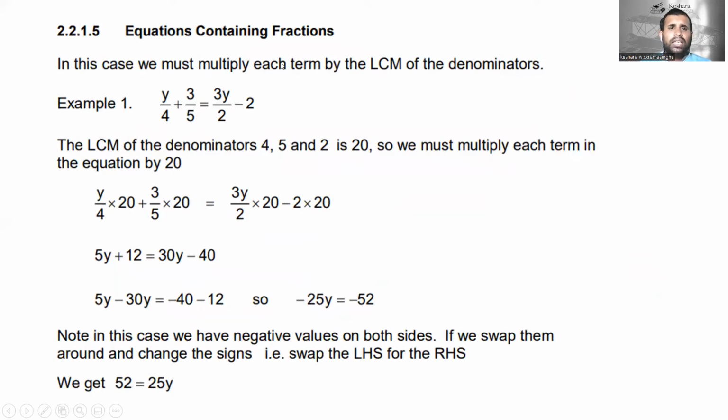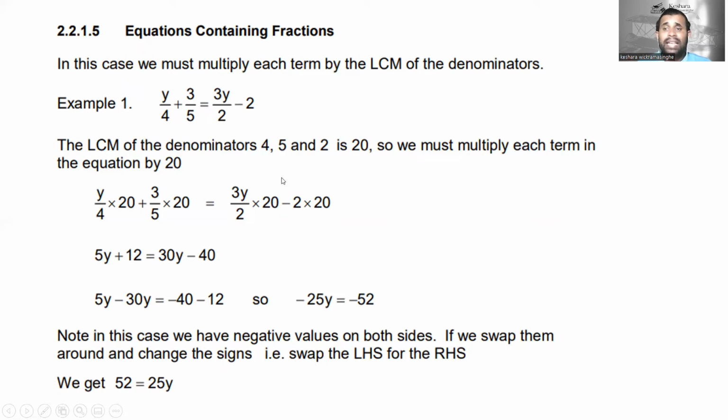So now, equations containing fractions. In this case, we must multiply each term by the least common multiple of the denominators, right? Example: y divided by 4 plus 3 divided by 5 equals 3y divided by 2 minus 2. In this equation, the denominators are 4, 5, and 2. I taught you how to find the least common denominator in the previous lesson. In this situation, the least common denominator is 20.